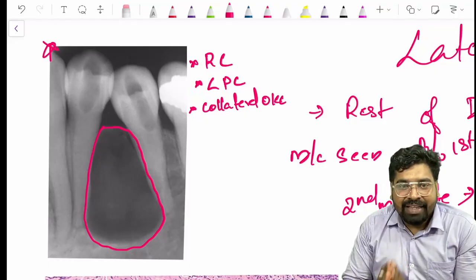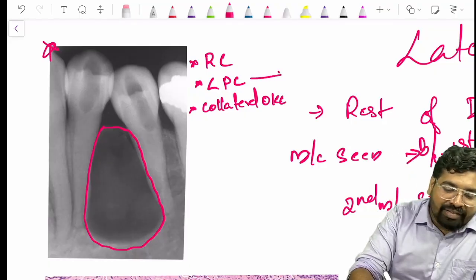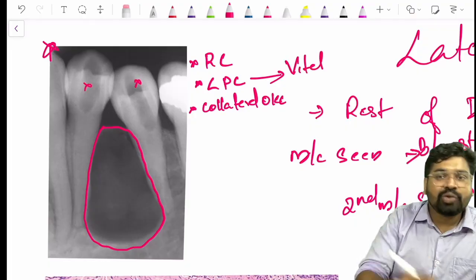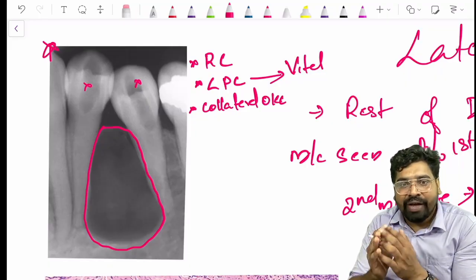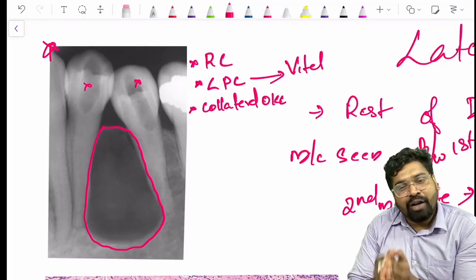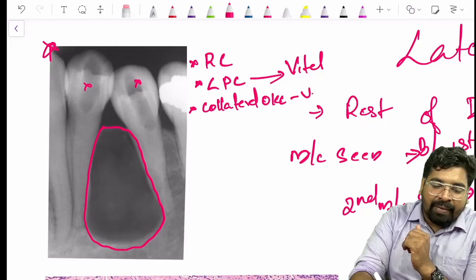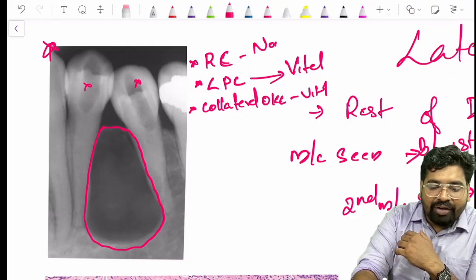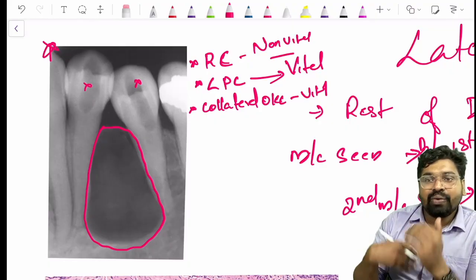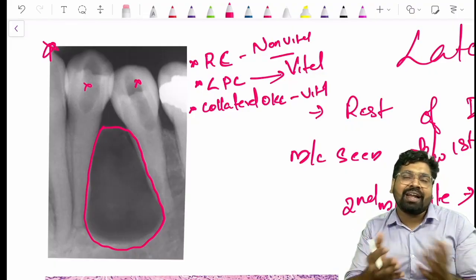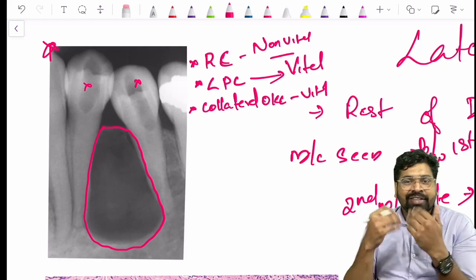But remember one thing: in lateral periodontal cyst, both teeth will be vital, meaning there is no caries, no pulpitis. In collateral OKC also the teeth are vital. But in radicular cyst, one of the teeth will be non-vital, because the radicular cyst arises due to pulpitis, right? The caries progresses to pulpitis and then it forms a radicular cyst. So this is the main thing.